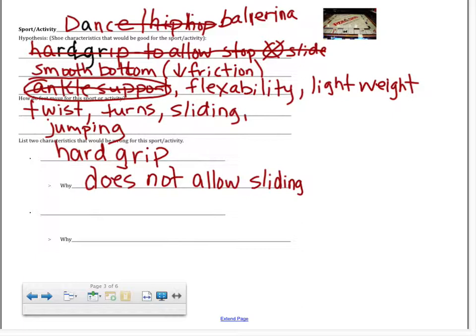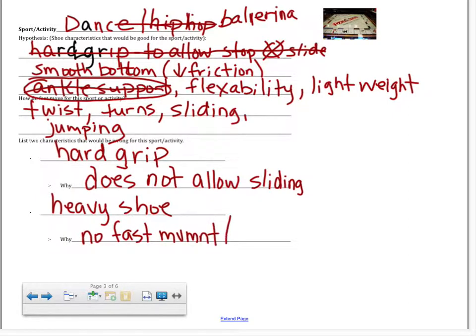Heavy shoe. Why would a heavy shoe be wrong, Elena? So they won't be able to move fast or jump. You will not catch a ballerina moving in Timberlands. Not while you're a ballerina, Nancy. All right, any questions about this? I'm going to get some Timberlands.